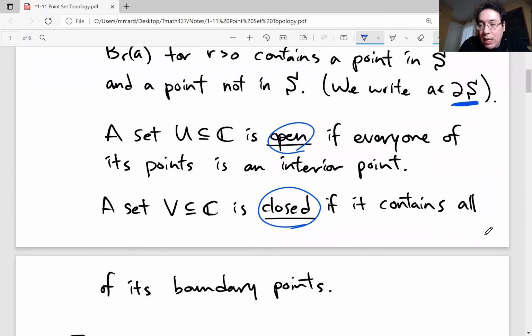Now notice open and closed is not defined as an opposite of each other. It's unfortunate that the terminology suggests that a set should either be open or closed, but that doesn't have to be true. You could have a set that's neither open nor closed. You could have a set that's both open and closed. So these relations do not have to be opposite of each other. That's a frequently made mistake.